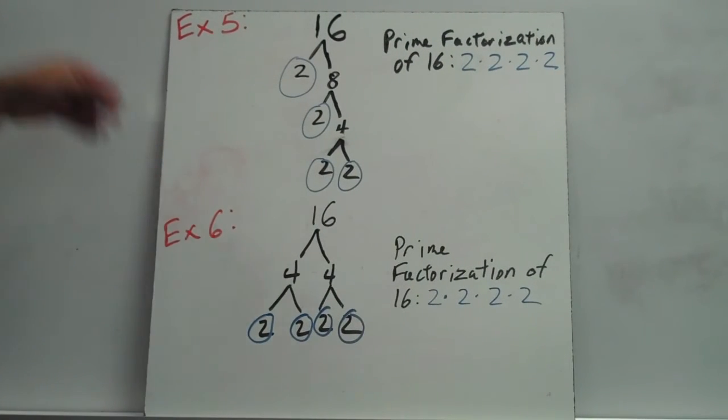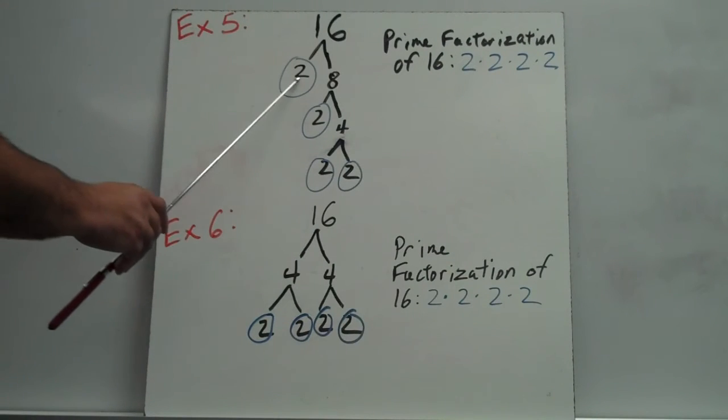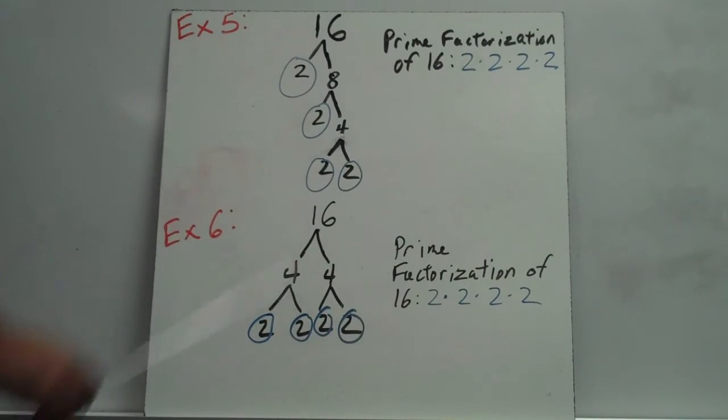Let's look at a few more examples. Let's look at 16. With 16, I'm going to start off with 2 because I know 16 is an even number. So 2 times 8 gives me 16. 2 is prime, I'm going to circle that. But 8 is not prime. We just talked about 8. We know that 8 is a composite number.